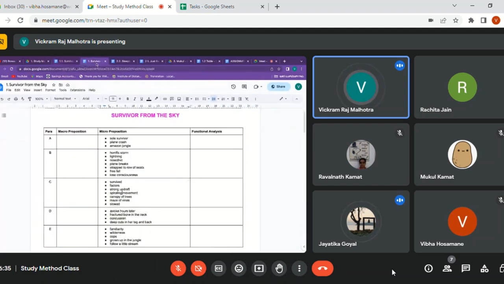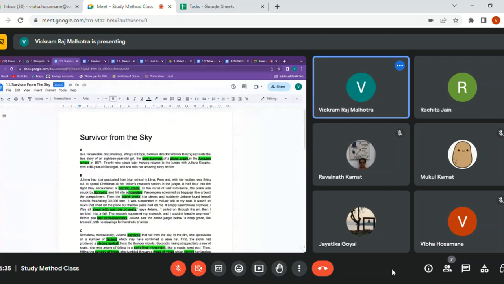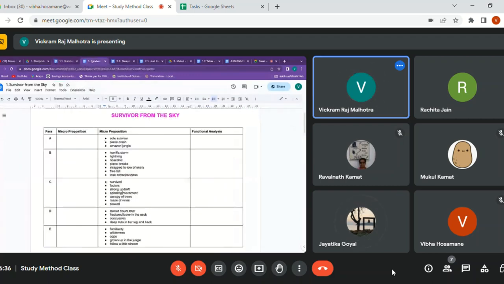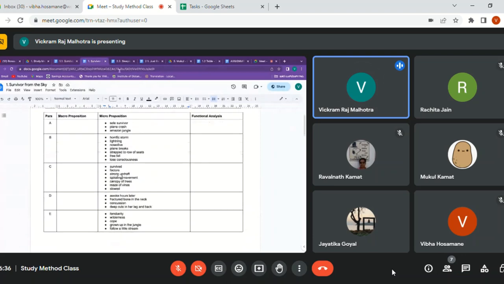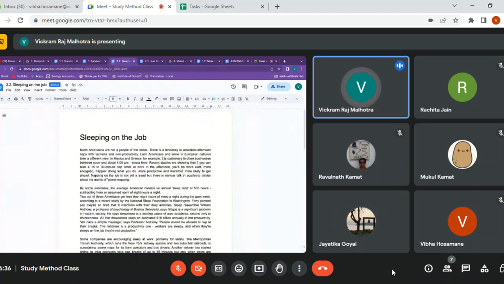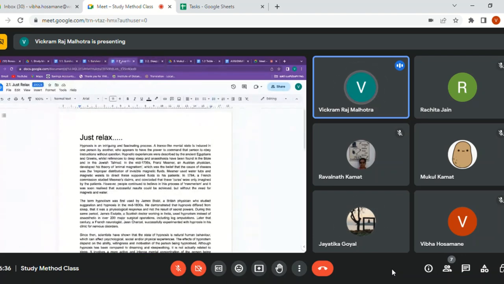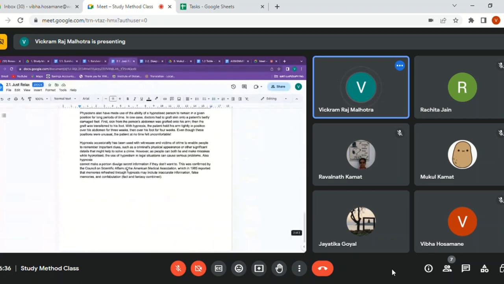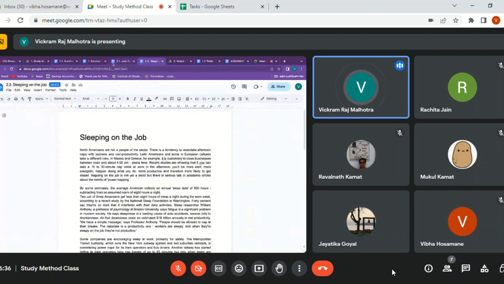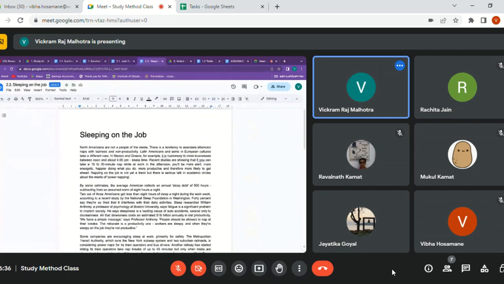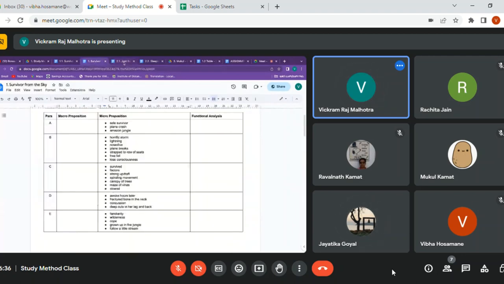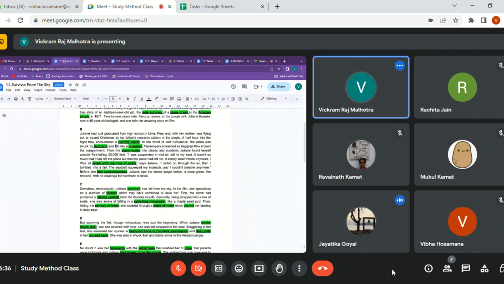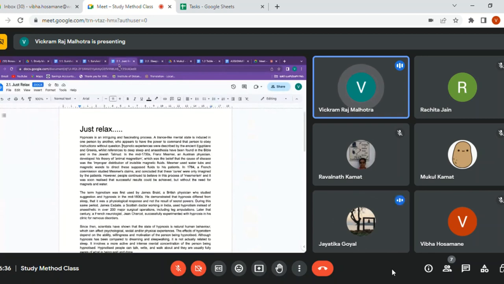Okay. So, last week we did this. And the result of that is this. Okay. A tabular format. We're going to do the same for Sleeping on the Job and Just Relax. Or let's start with Just Relax and then we'll come to Sleeping on the Job. Do you think we can do both of them in one session of 45 minutes? Yes? Let's try.